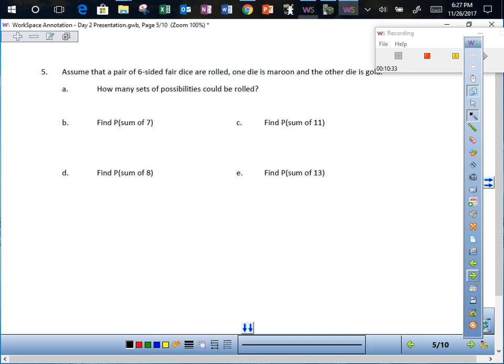Come over to your next. Assume that a pair of 6-sided dice are rolled. One die is maroon and the other is gold. The reason I'd like to give the dice colors is so that you could see a gold 5 and a maroon 2 is totally different than a maroon 5 and a gold 2. If you took a picture of it, they would be totally different.